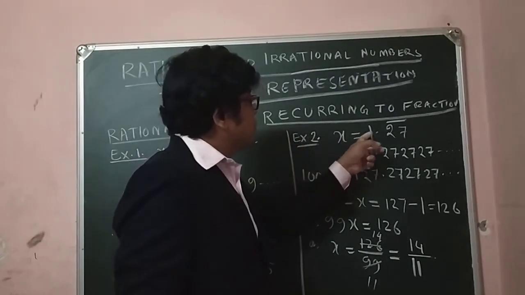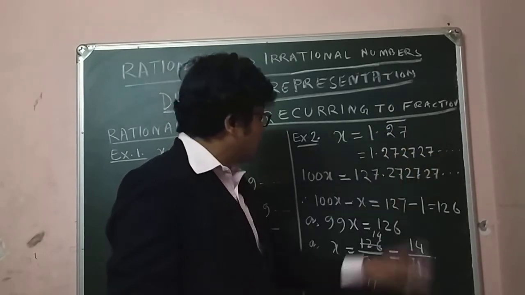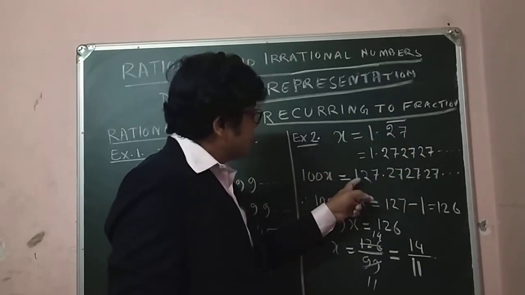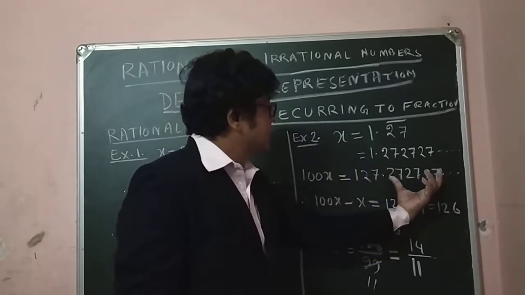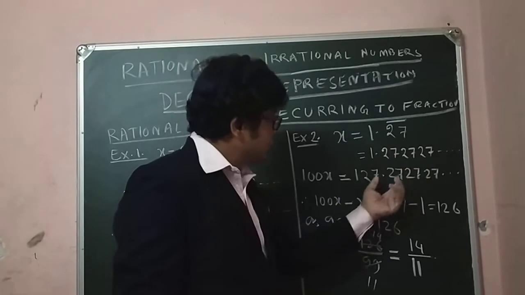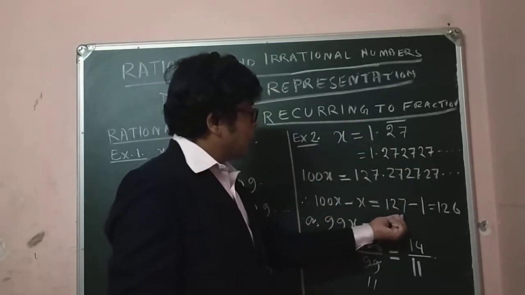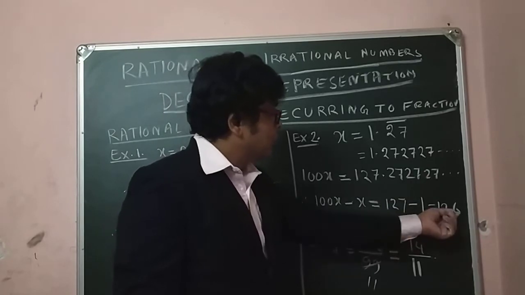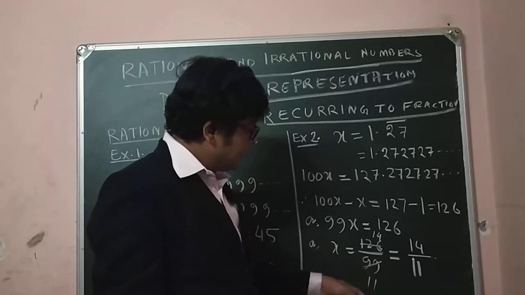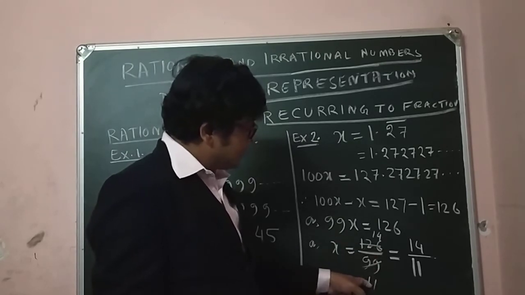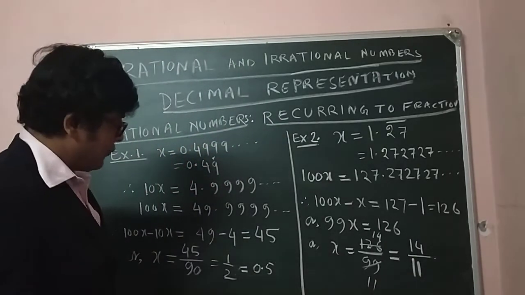Example 2: let x be equal to 1.27 bar, this means 27, 27, 27 and so on. We multiply by 100 to get 127.2727, and the fractional part now comes out equal, so we are in a position to subtract. 100x minus x equals 127 minus 1 equals 126. Therefore x is equal to 126 by 99. Cutting by 9 on both sides, this is 14 and this is 11. So the number is 14 by 11.